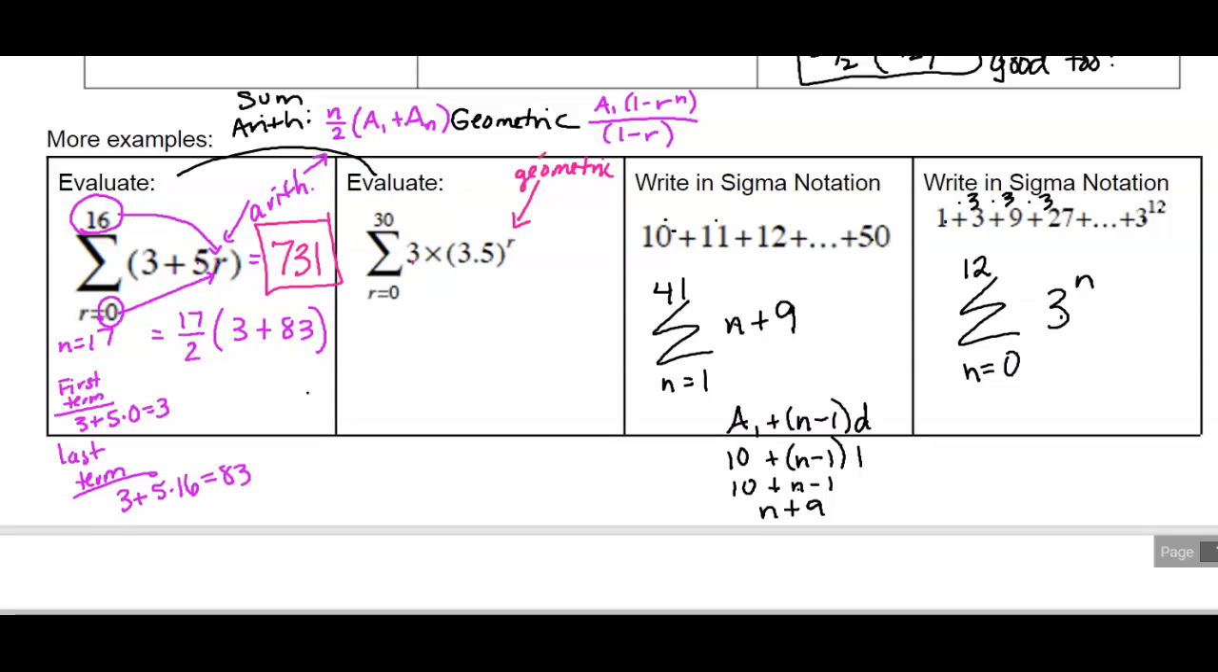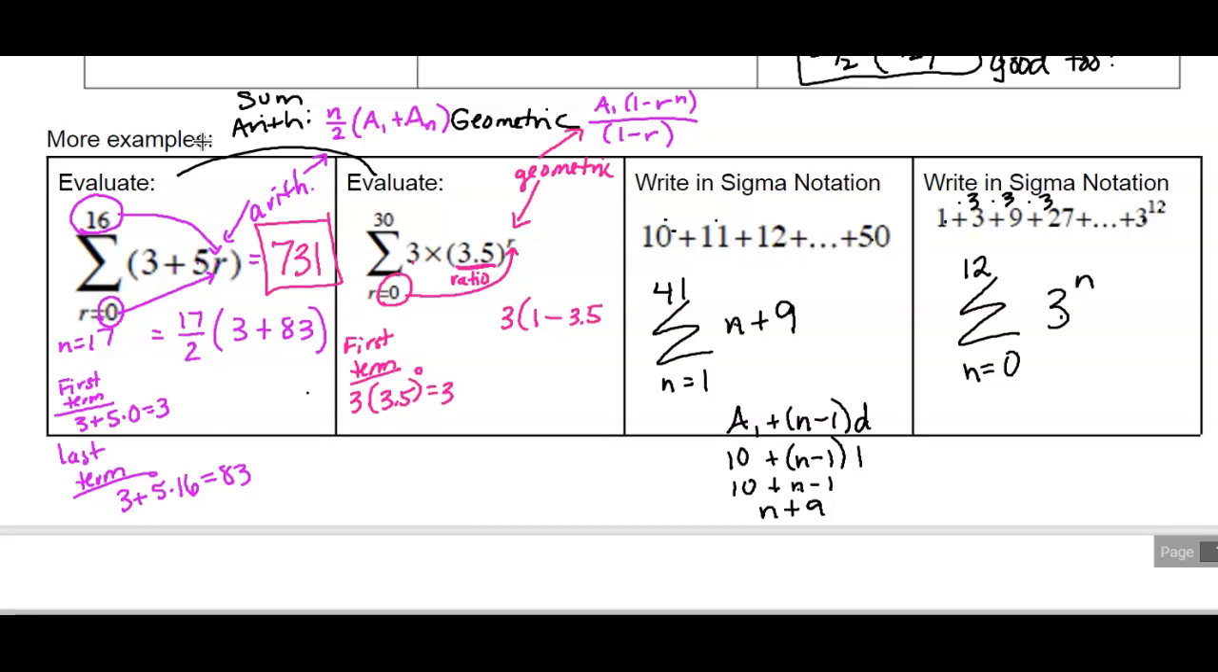So for our sum formula, we're going to use this. Our first term, remember, is when we plug in that bottom index number. So for the first term, we get 3 times 3.5 to the 0. Type that into a calculator and we get 3. So our first term is 3. Then 1 minus, remember, our base is the ratio. So our ratio is 3.5.